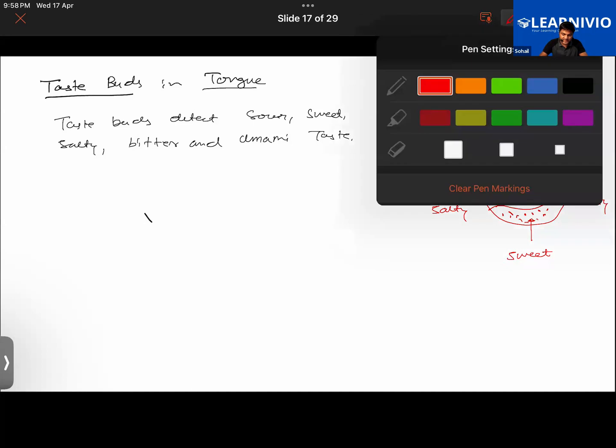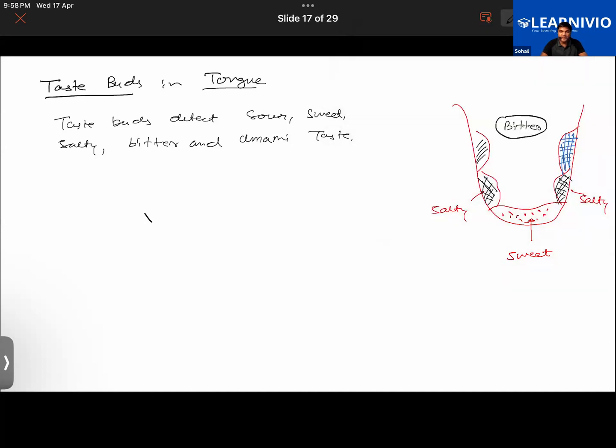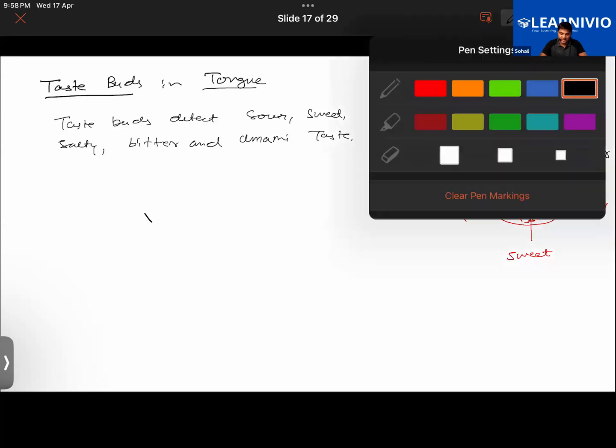If possible, you guys can draw the diagram also, which I have drawn. Just draw a rough diagram, okay? And the upper side portions are sensitive to sour taste. Hope you guys have got it.